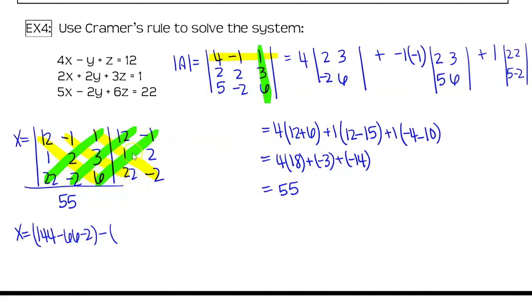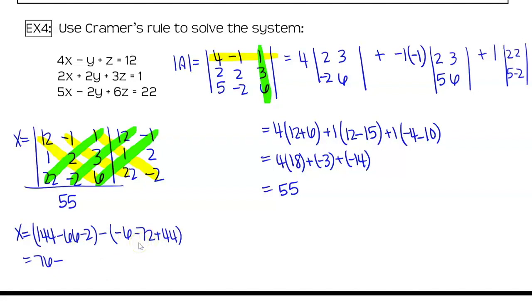Alright, negative 1 times 6. 12 times 3 times 2. That's going to be negative 72. And 1 times 2 times 22. So, 144 minus 66 is 78, minus 2 is 76. Somebody yell at me later if that's not right. Negative 6 minus 72 is negative 78, plus 44 is negative.